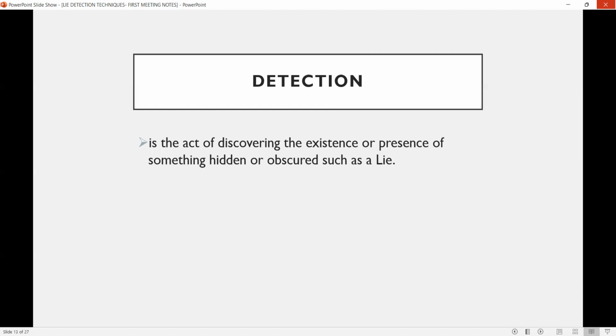Detection. What's detection? It is the act of discovering the existence or presence of something hidden or obscured, such as a lie. Okay, so how will you detect deception? Okay, if you will relate to lie detection techniques through the use of a polygraph instrument, either analog or computerized. You discover the existence or presence of something hidden or obscured, such as a lie. You detect lies.